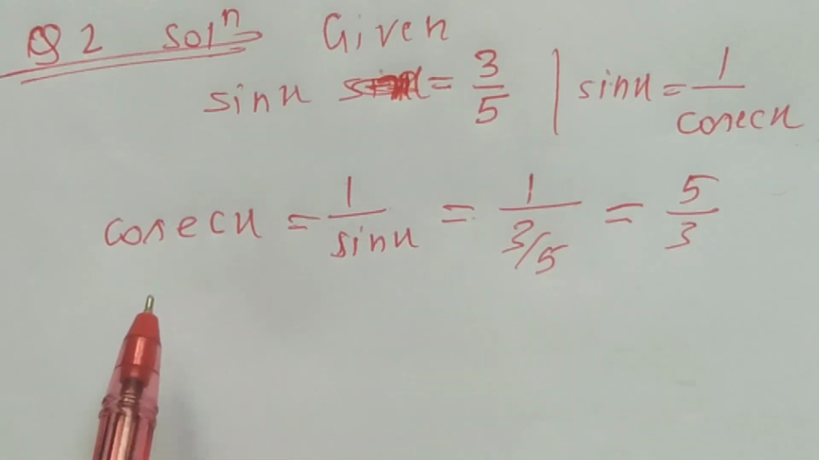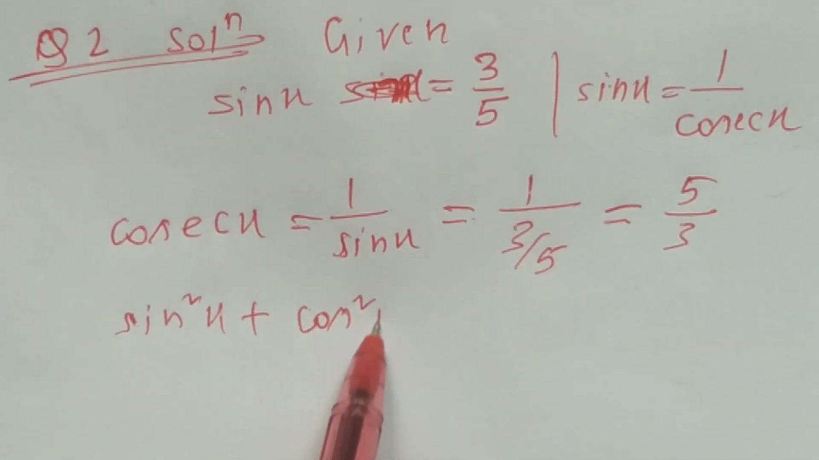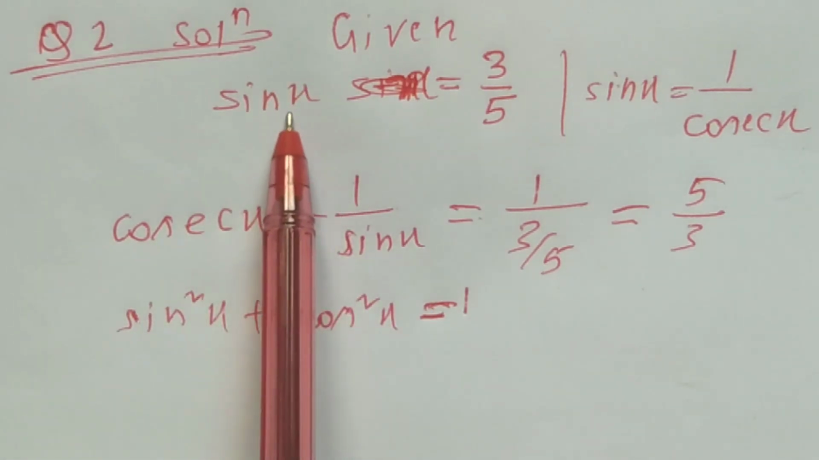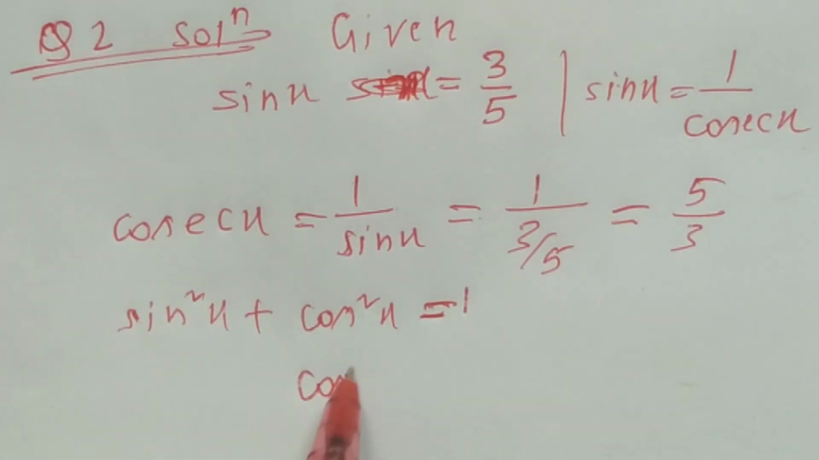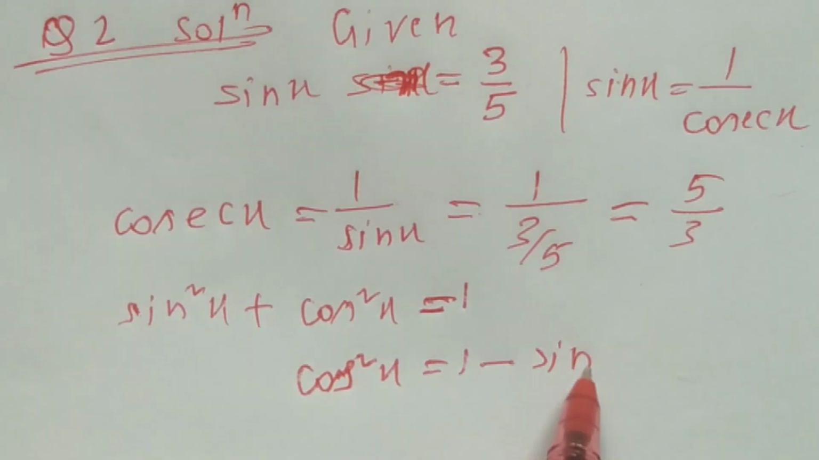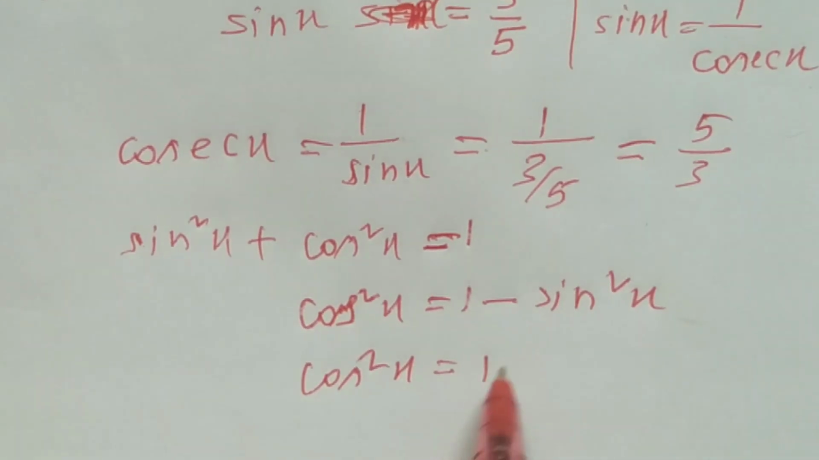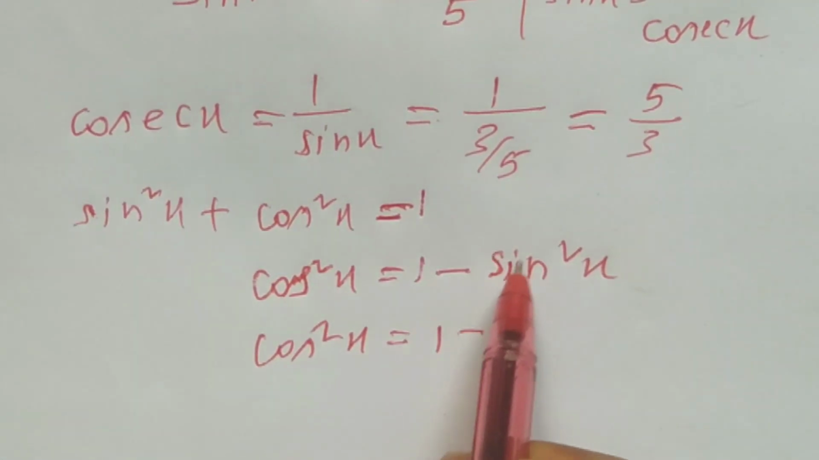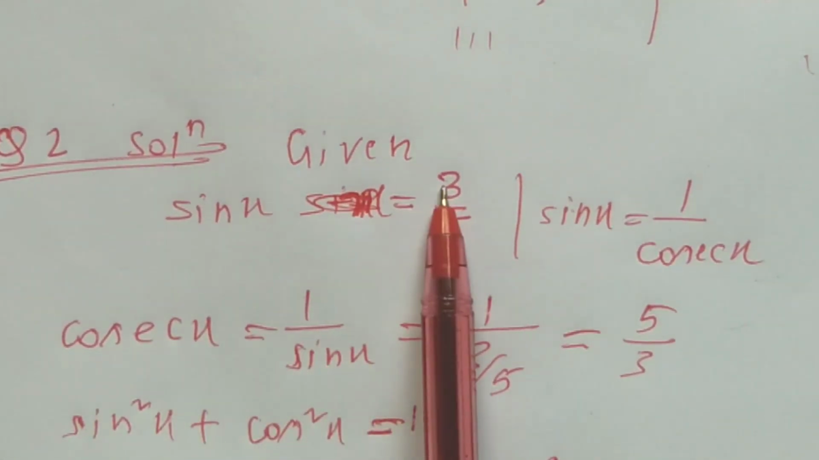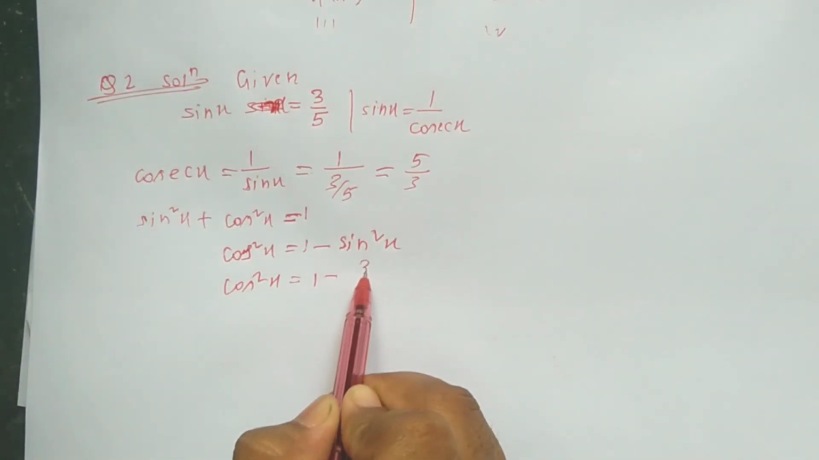This is the cosec x value. Now next, since we know sin square x plus cos square x equal to 1, we have to find the value of cos x. Since we know the value of sin x, cos square x equal to 1 minus sin square x, if we bring sin square x to this side. Now cos square x equal to 1 minus sin square x. First we have to put the value of sin x, right? What is the value of sin x? It is 3 by 5.